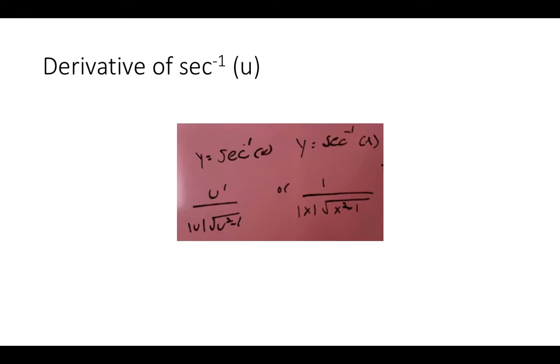So the formula that I like to use for inverse secant is basically, I take the derivative of this u component and put that on the numerator, and then the denominator is just the absolute value of u times the square root of u squared minus 1.